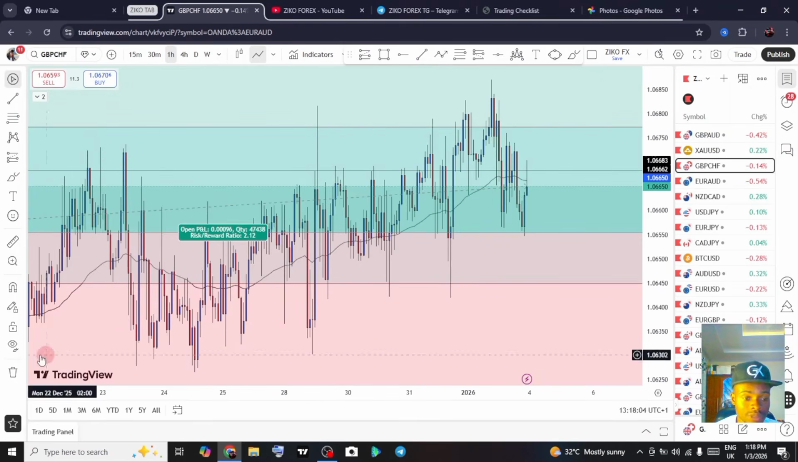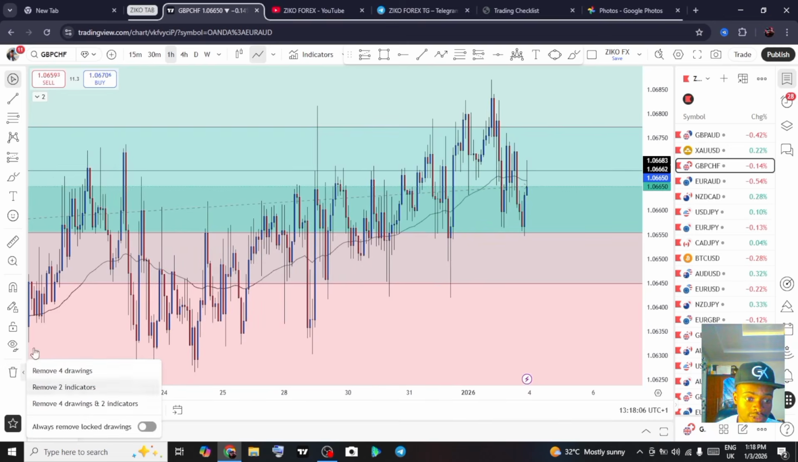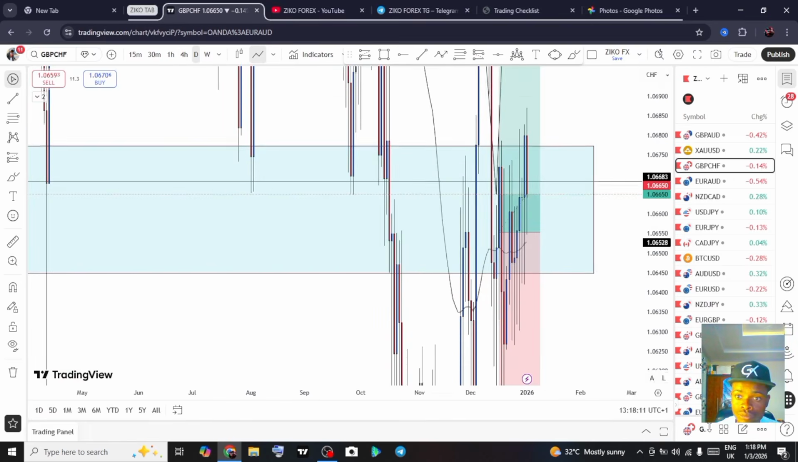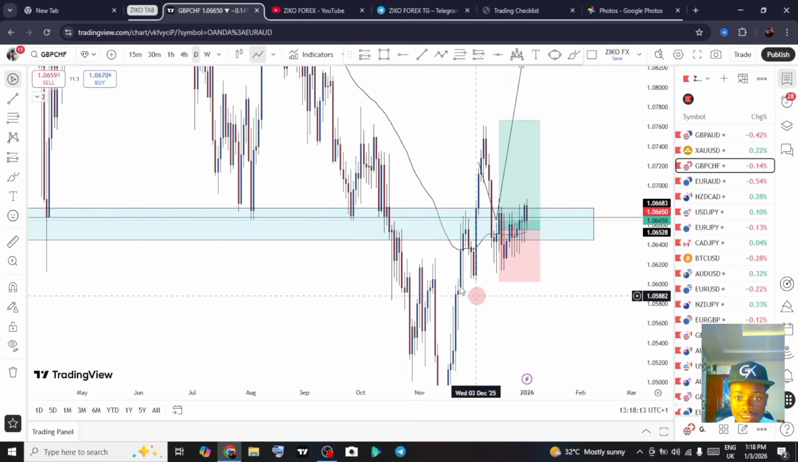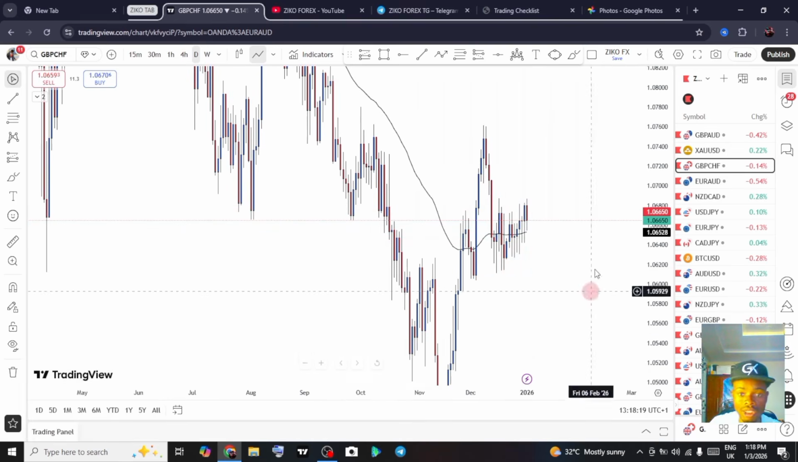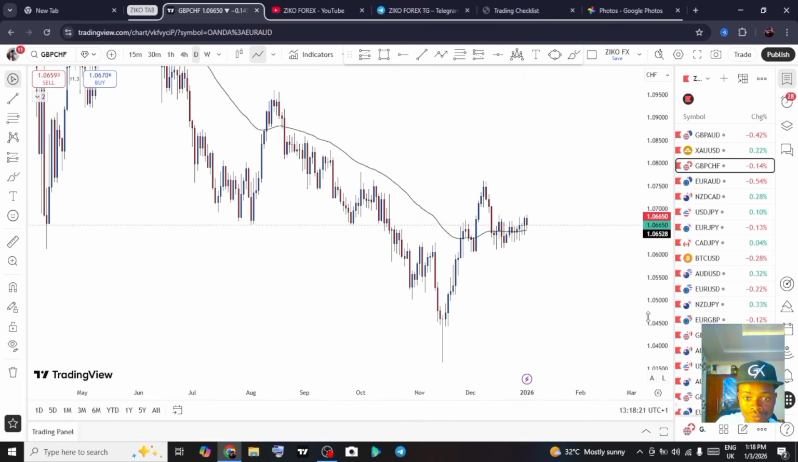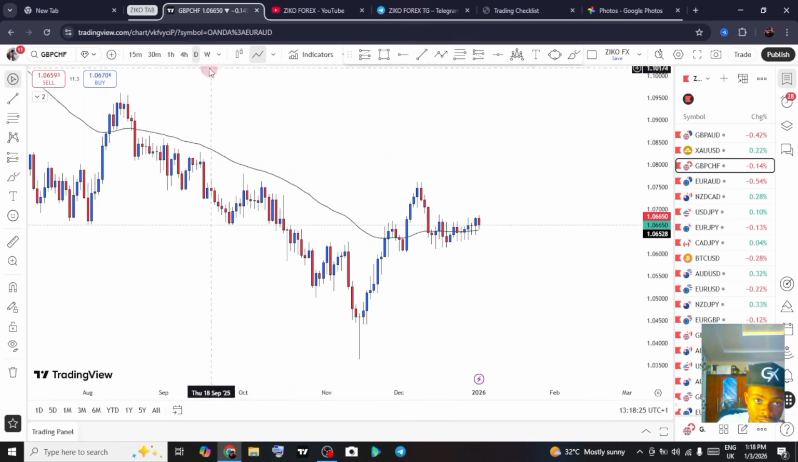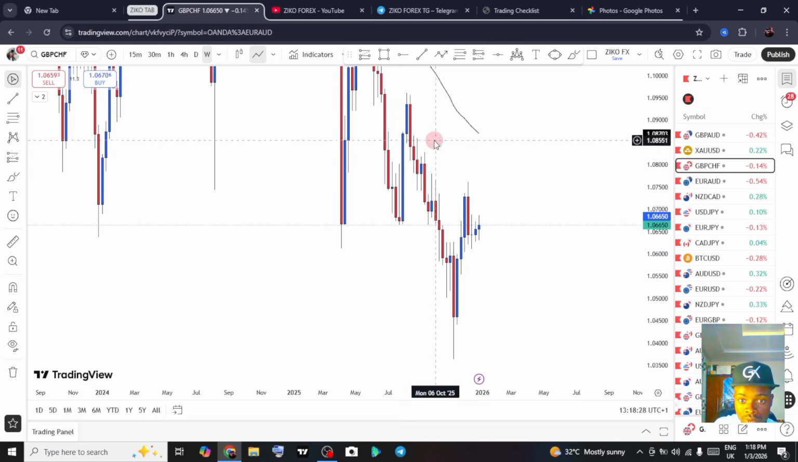All right, so the next pair, let's delete everything here. That's what we always do. We always delete everything before we analyze, so let's delete everything and see what we have clearly. So this right here is the daily time frame. Let's just start from the weekly first. Weekly time frame bearish.